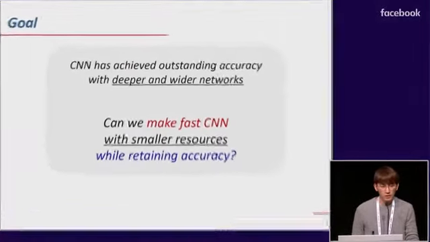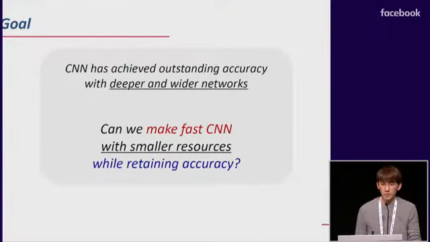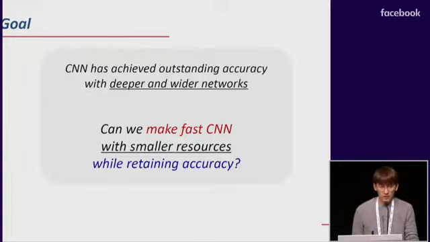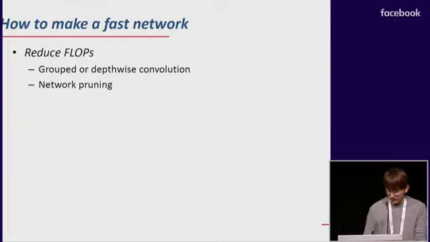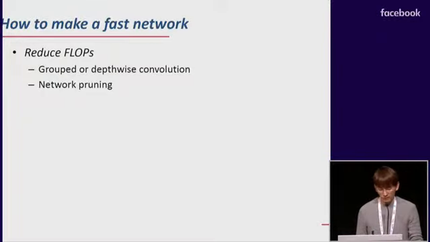Convolutional neural networks have achieved great accuracy in many computer vision applications with deeper and wider networks. However, they consume more memory and time and cannot be applied in some environments. So our goal is to make a fast network with good accuracy. Then how can you make a fast network?